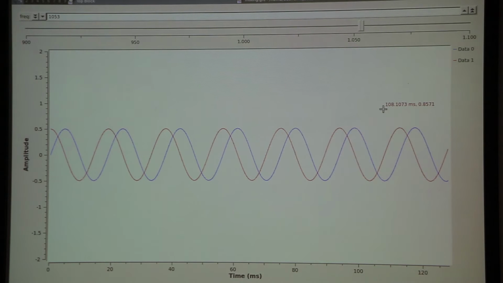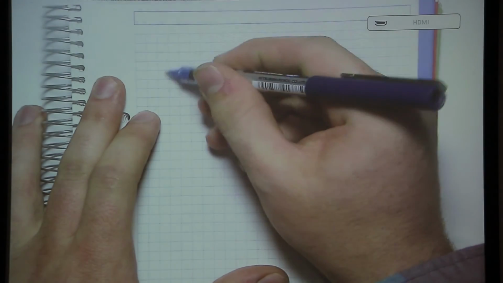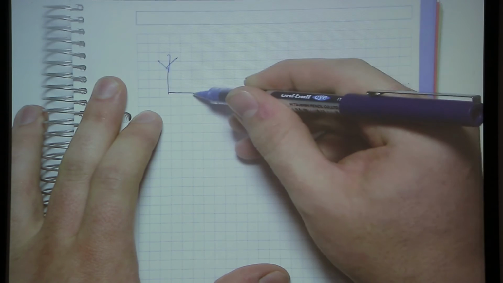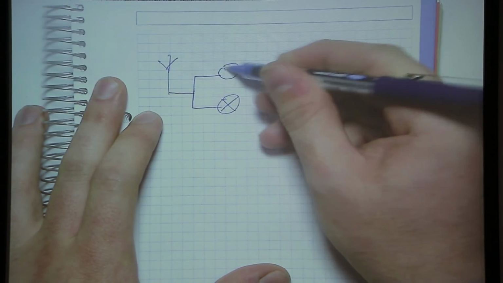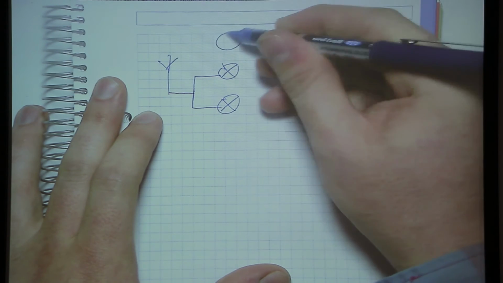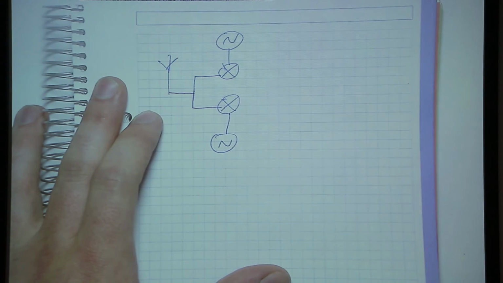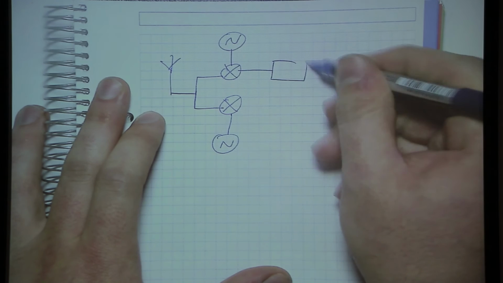So, back to this. That's basically the idea. We add one more local oscillator. We have our antenna again, and this time we're going to split the signal, and we're going to mix it with the out-of-phase local oscillator and the in-phase local oscillator. And then we filter these.